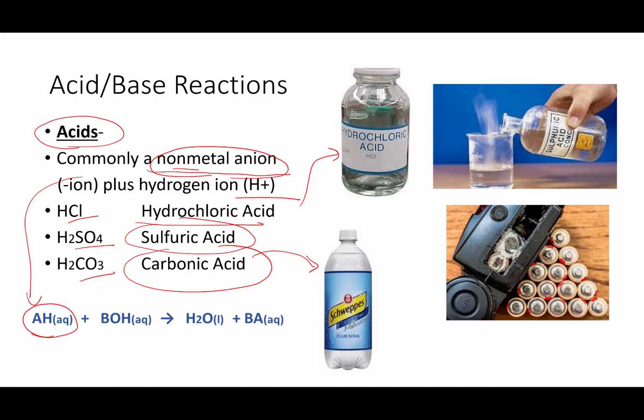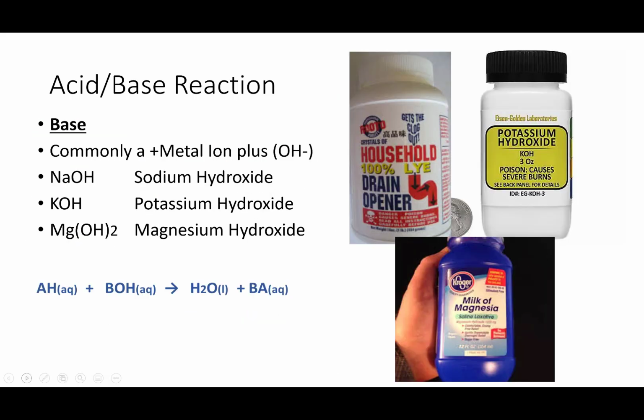Now, there's a lot of chemistry out there, and everything bonded to hydrogen is not an acid. So this is just one piece or one clue to an acid-base reaction. The other clue is to see if we have a base. A base is typically a positive metal ion plus an OH, a hydroxide.